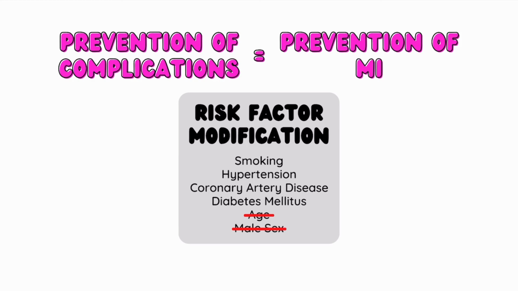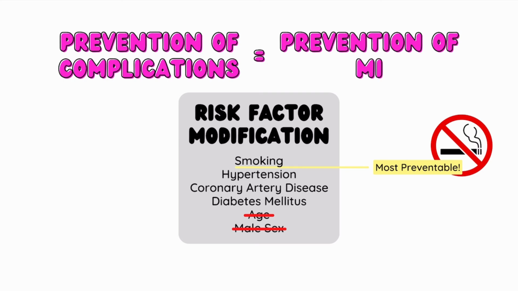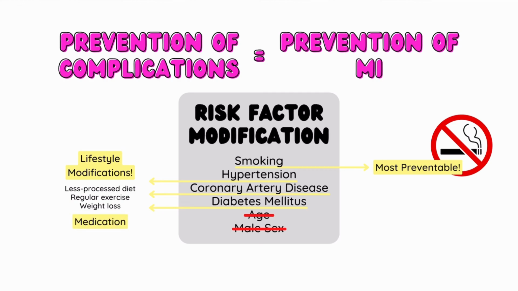Cigarette smoking is the most preventable risk factor for an MI. If your patient has never smoked, encourage them to stay that way. If they are currently smoking, encourage and help them to quit. Hypertension, coronary artery disease, and diabetes may be improved with lifestyle modifications, like a less processed diet, regular exercise, and weight loss. If it's still uncontrolled, these diseases can also be managed with medication.